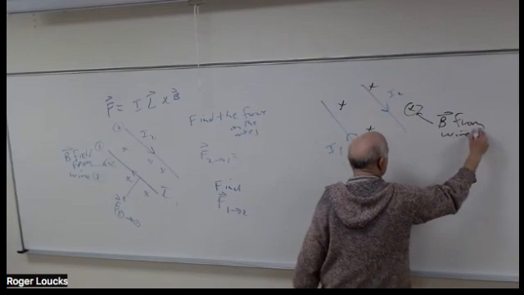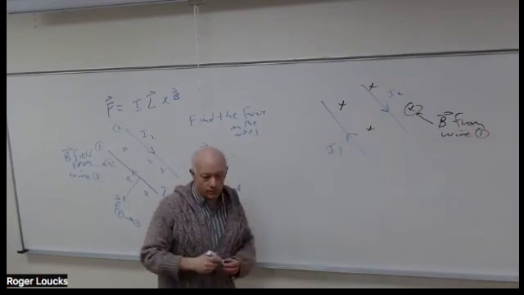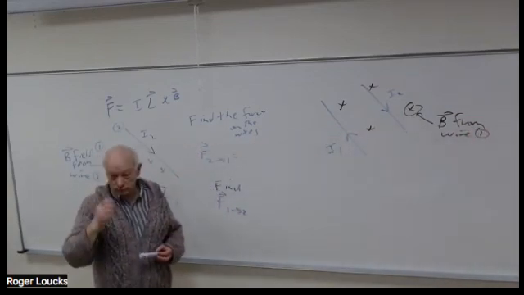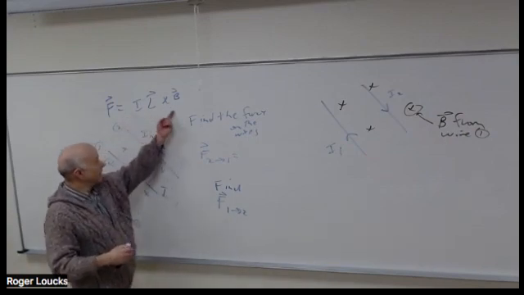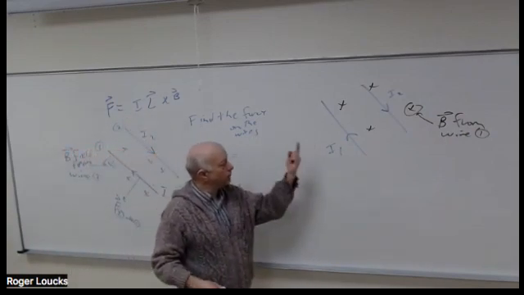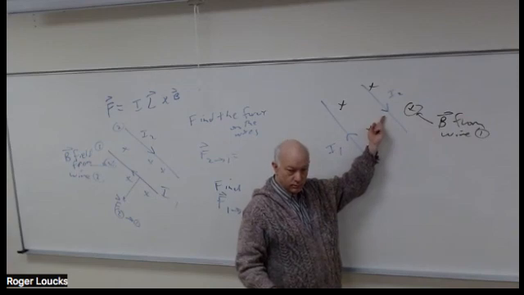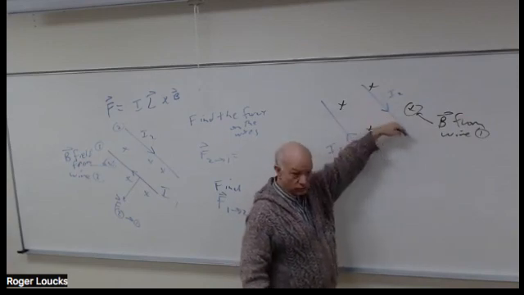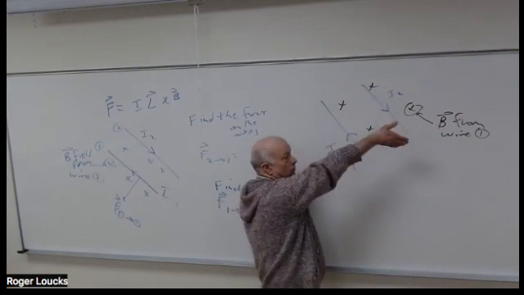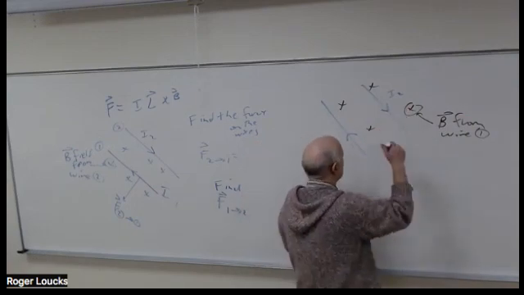B from wire 1. Now what? I cross B. Now you're gonna do this, I cross B. So how does the L go for this wire? It goes in the same direction as the current. The L goes this way, so it's L cross B, and the force is this way.